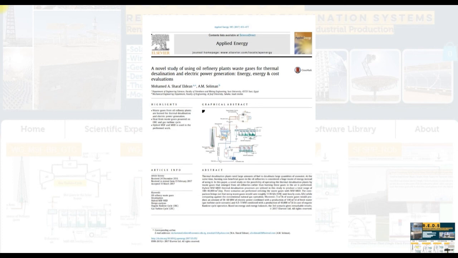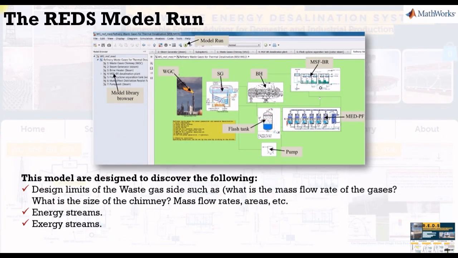Actually, we succeeded in publishing a work about this in Applied Energy Journal, because it was a novel study using the REDS library software. In our model, we are going to discover design limits for waste gases size, such as the mass flow rate of the gases and the size of the chimney. This is the chimney, and this is the model panel. We have the waste gas chimney, steam generator, brine heater, flash tank, pump, and MED. And what are the exergetic streams, and so on.